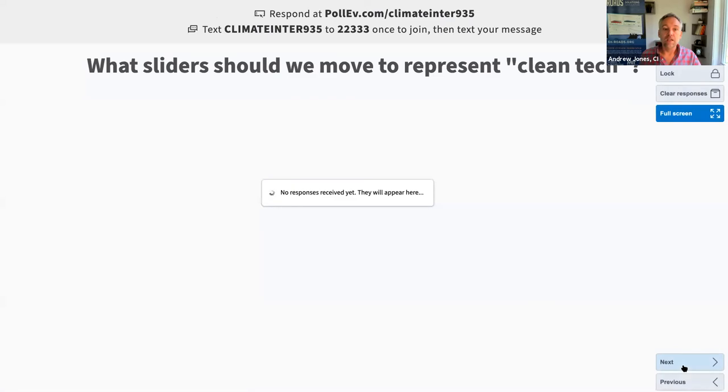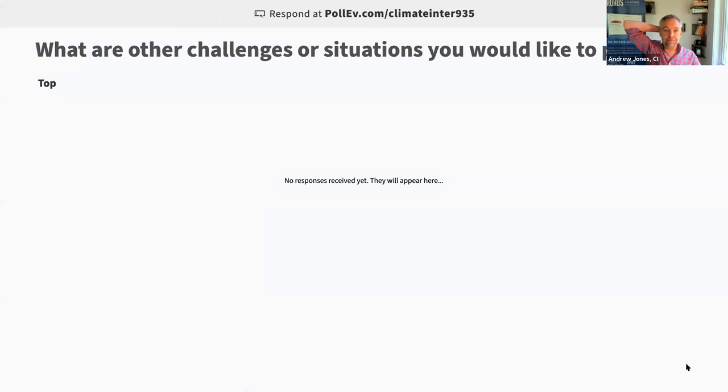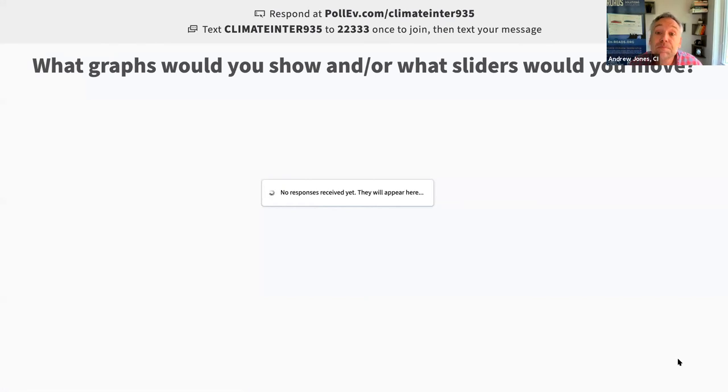Not this one, I'm gonna say not that one either. Actually, I'm gonna show this last slide, sorry. What graphs would you show? What sliders would you move to help when someone says, hey, what would be the impact of divestment? So I've put up another poll. Please go to that site and you should be able to see it. What would you show? What sliders would you move to explore divestment?